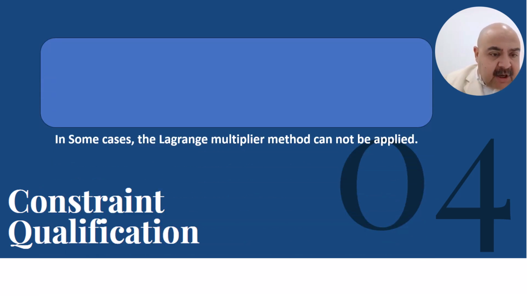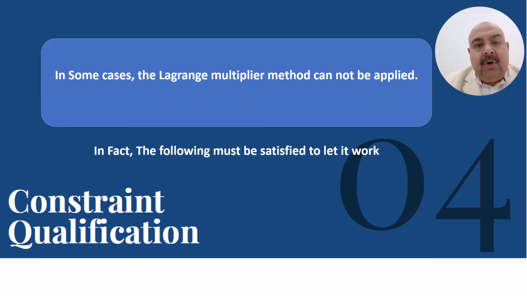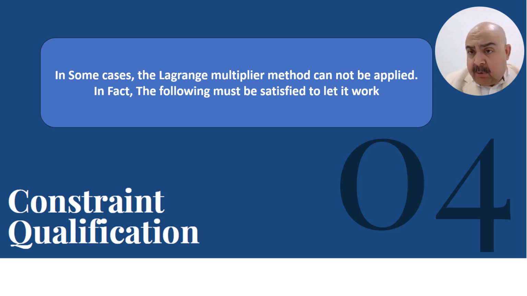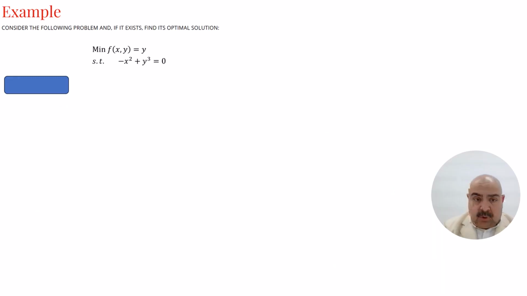Unfortunately, sometimes the constraint qualification or the Lagrange multiplier method cannot be applied. In order to be able to get this exactly, we will have to do the following. We must be sure that there is a global maximum for our problem, and that the Jacobian is satisfied, in order to be sure that the constraint qualification is really valid for us.